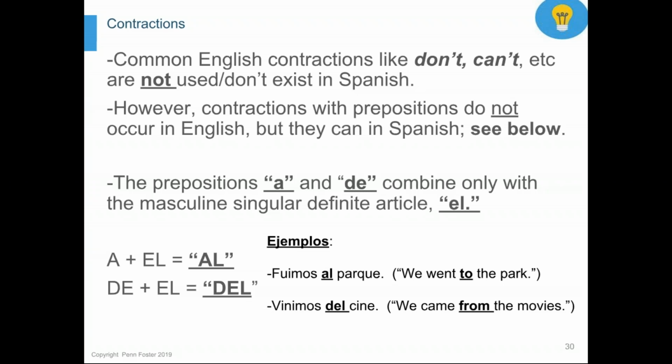Because cine, just like parque, is a masculine singular noun, and the article that precedes it to say the would be el, as shown in the middle of this slide. This is something that you'll probably be using quite a bit. Just try to keep in mind, when a or de precedes el as an article, the word that means the, not the word that means he or him, you must contract those two words to form al and del.